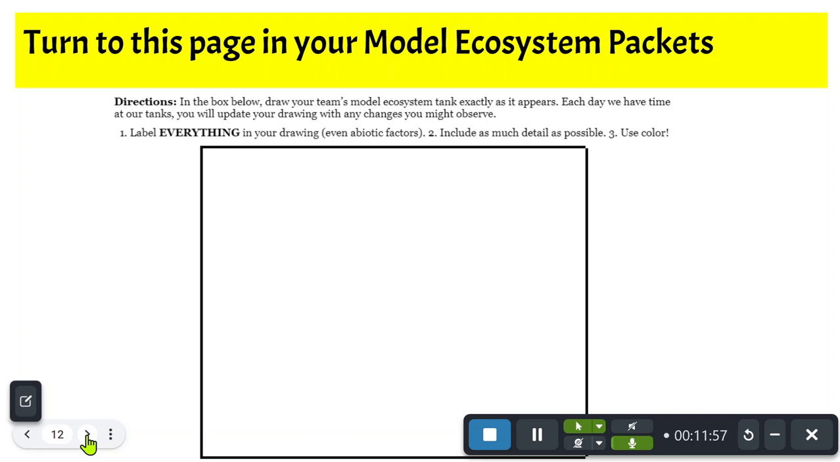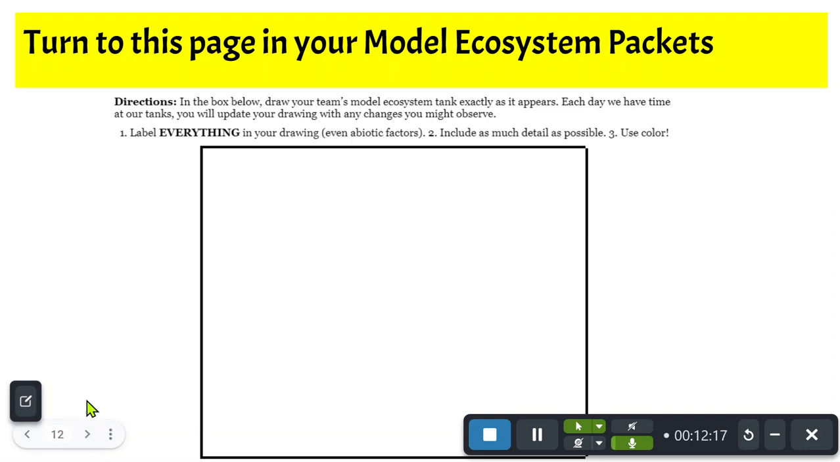All right, so please turn to the page that says Model Ecosystem Tank Drawing. So you already have 6 items on this drawing. If you don't, now would be a great time to make sure you have all 6 items that we've done so far, plus you're going to add fiddler crab.